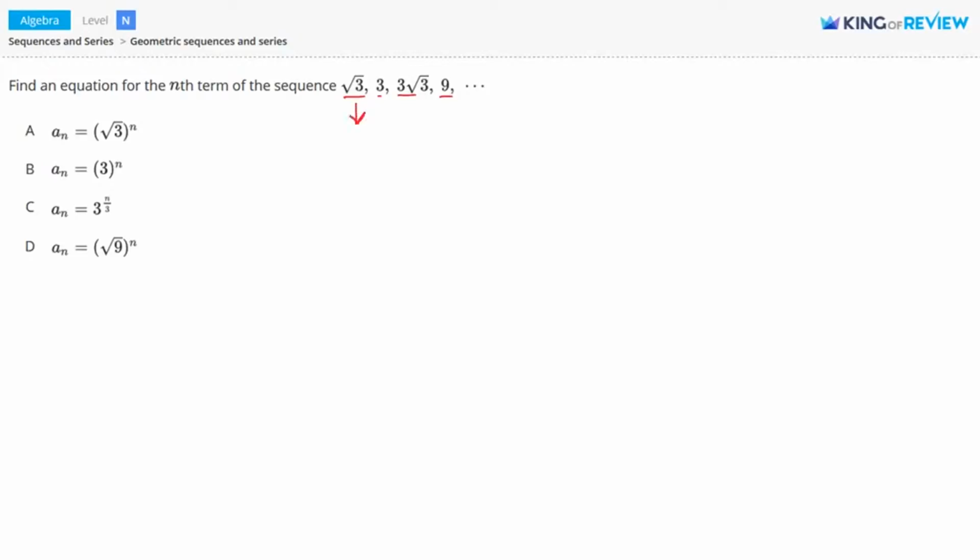This first number is the first term and we call it A1. The second term is called A2, and this naming pattern continues. The third term is called A3. The fourth term is called A4.